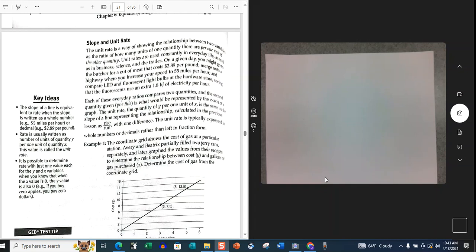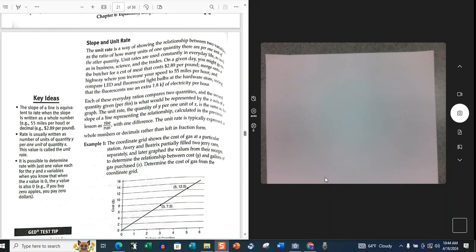Okay, class, we're about to start the second part of lesson 9 from chapter 6. It says sloping unit rate. The unit rate is a way of showing the relationship between two variables as the ratio of how many units of one quantity there are per one unit of the other quantity. We're on page 372.